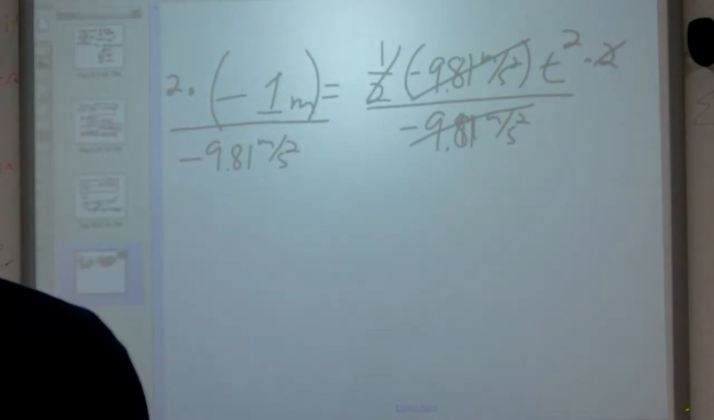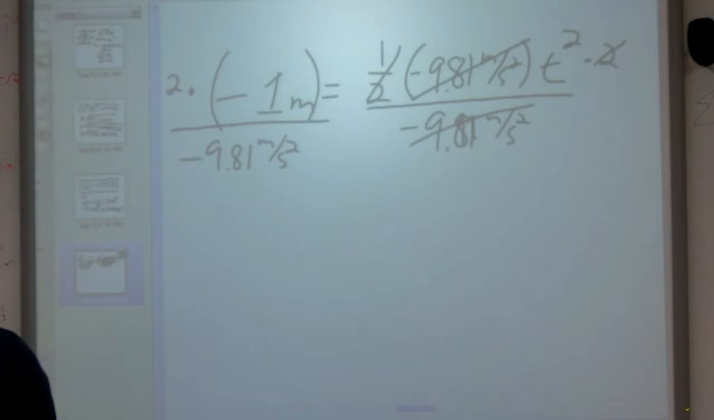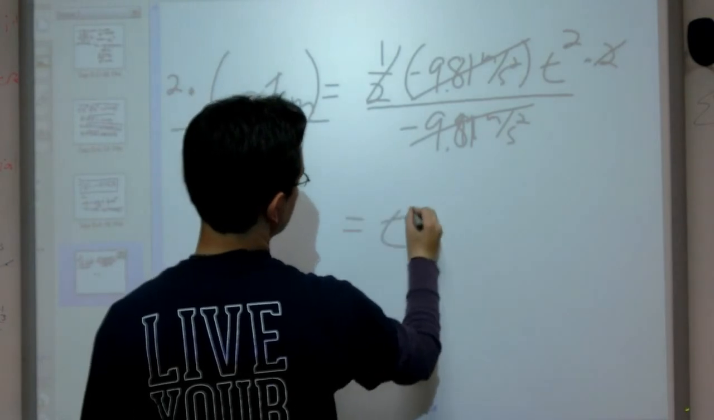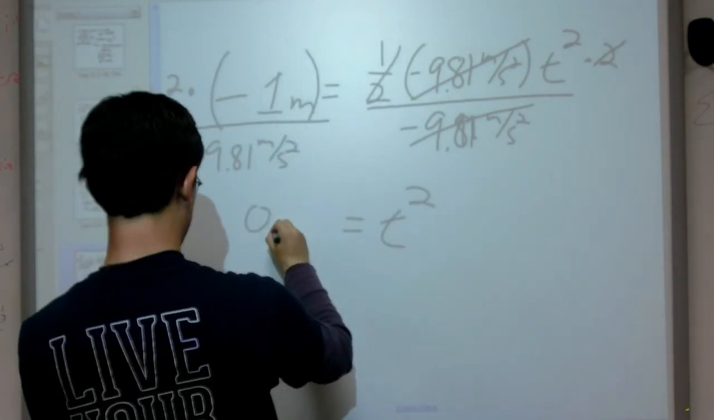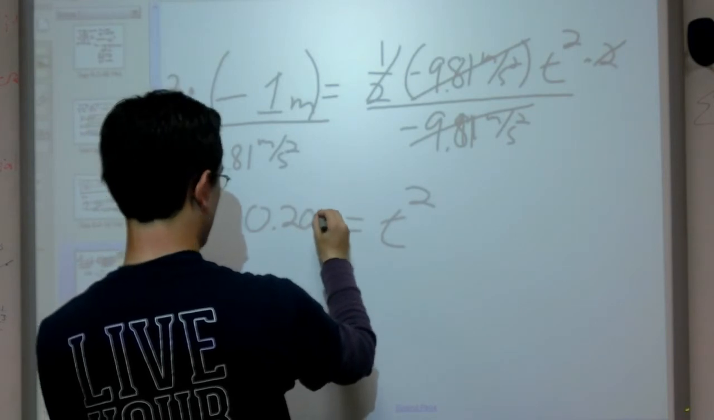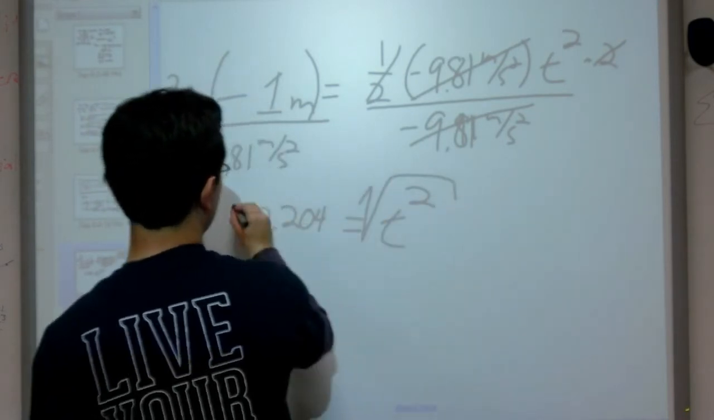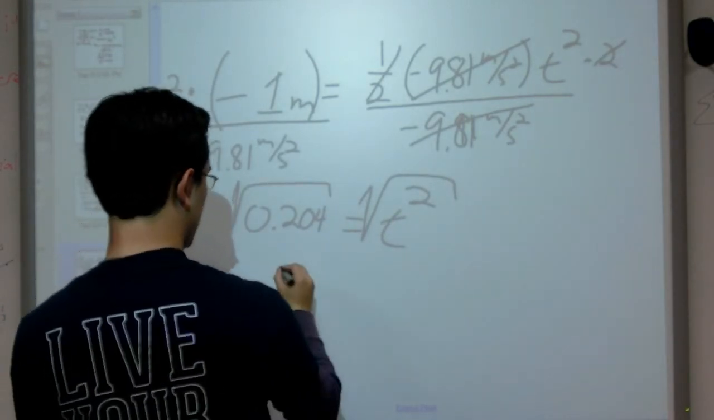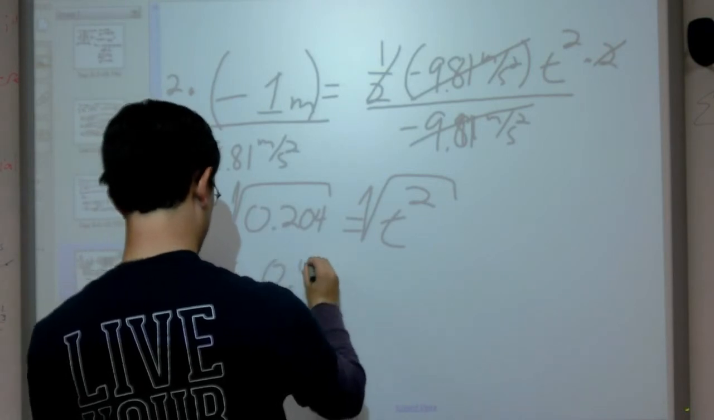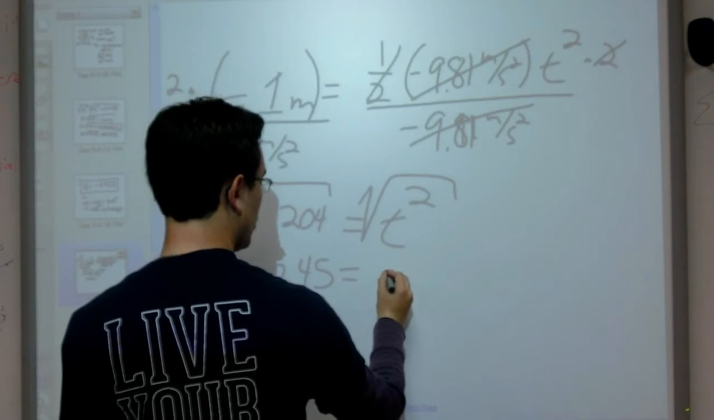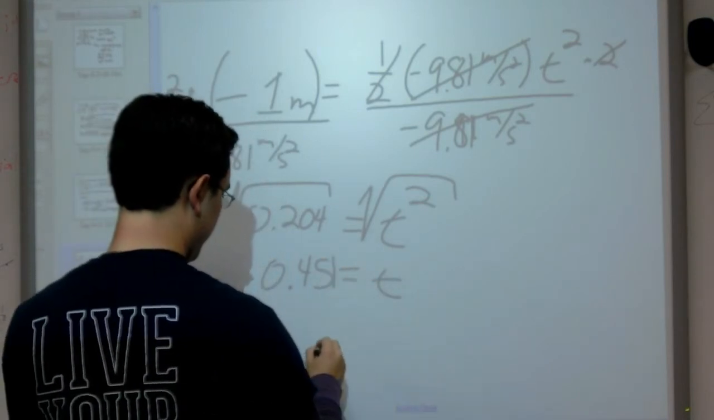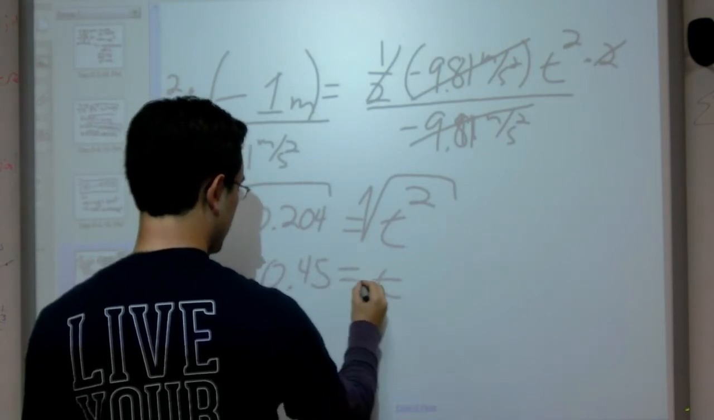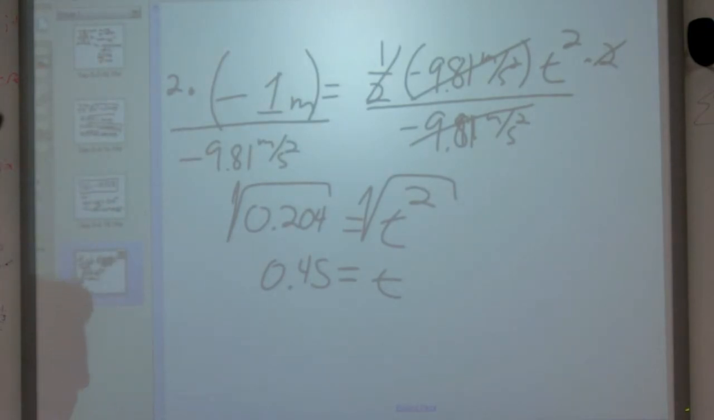Okay, so if I evaluate this, I end up that, well, this is just t squared, 0.204. So I'm going to take the square root of both sides. I end up with 0.45 equals t. It's 0.452 actually if I round it appropriately, but 0.45 will be good enough. Okay, so we found our time.